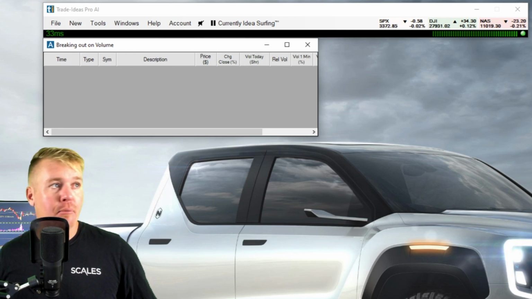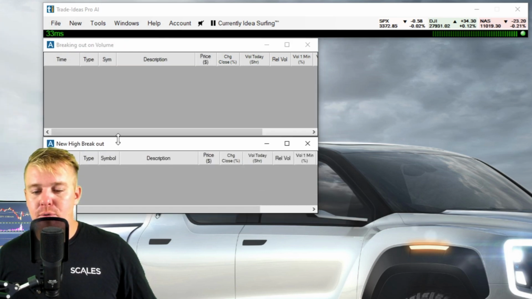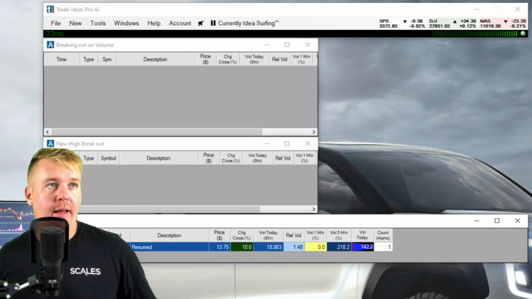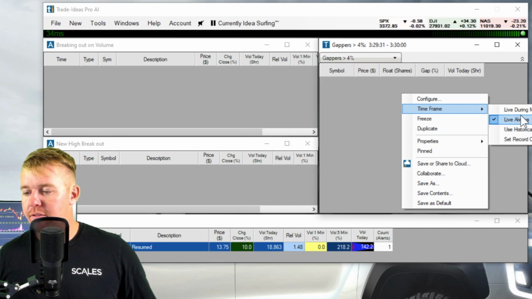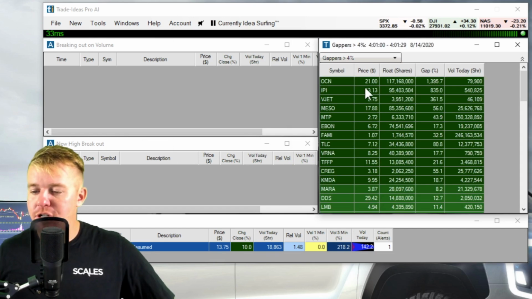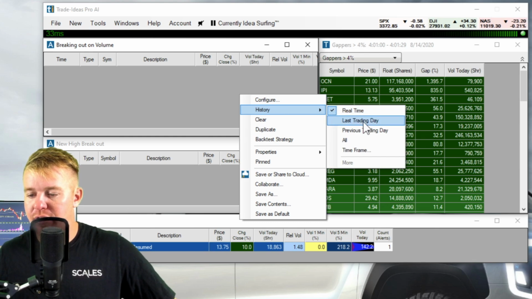So for me, I've got breaking out on volume. I've got the new high breakout scanner. I've got the halted scanner, and I've got the gappers that I'm basically using every morning, my gapper scanner. And you can see there it'll give me information on what stocks are popping up. Same thing over here. I'm always looking.